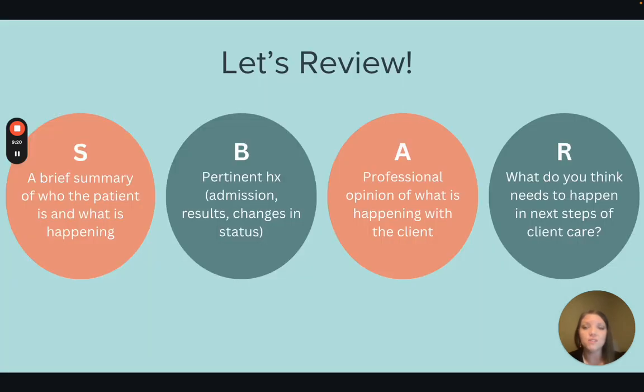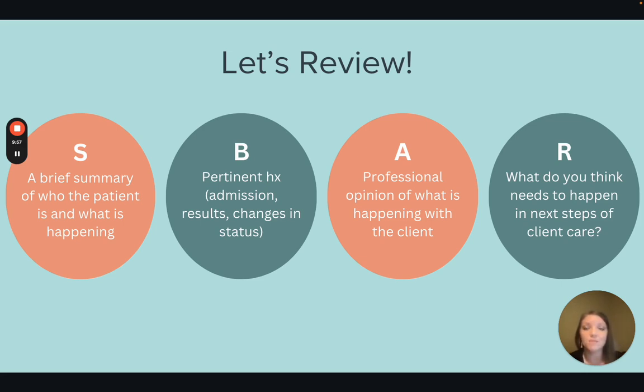Okay, let's review the parts of the framework one more time. First, S for situation. Do you remember what we would include here? This is where the nurse would introduce themselves and give a brief summary of who the client is and what is happening with them. B is background. What would be important information to pass on here? Any pertinent background information needed for this client. This could be letting the provider know the date and time of admission, admitting diagnosis, or test results, changes in client status.